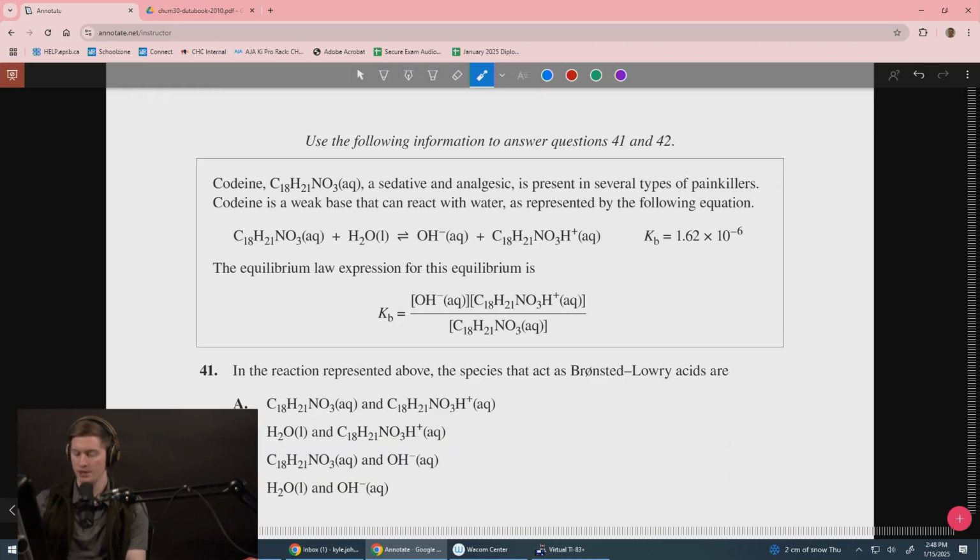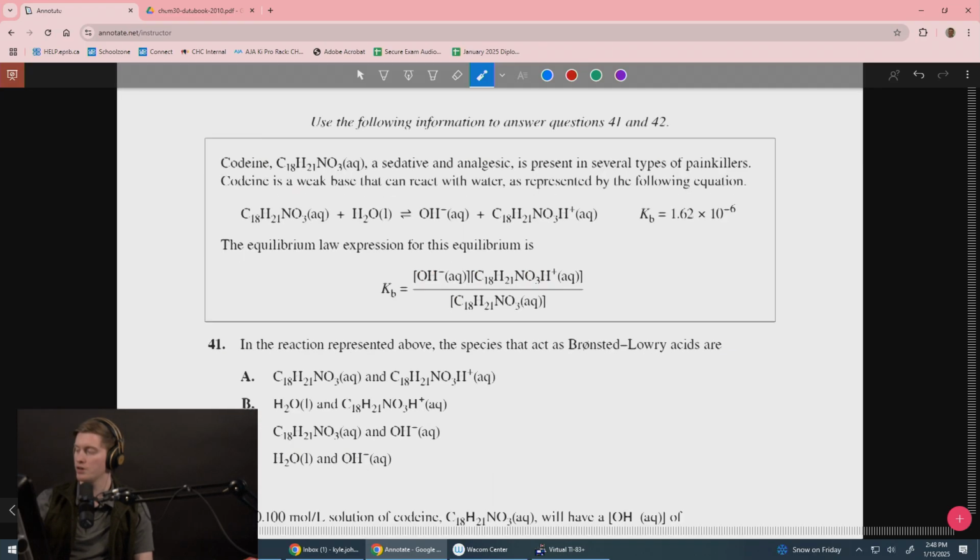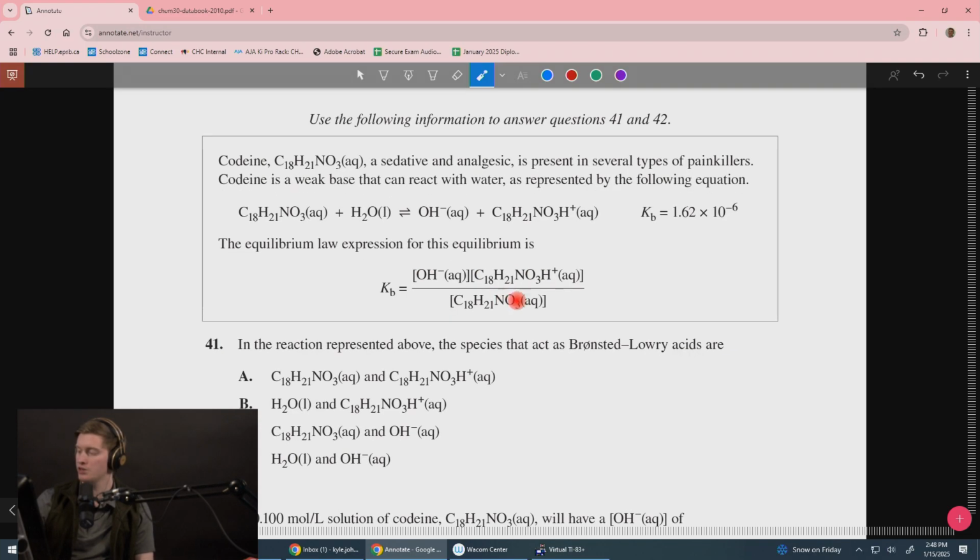Next question. Codeine, a sedative and analgesic, is present in several types of painkillers. Codeine is a weak base that can react with water, as represented by the following equation. Here's our Bronsted-Lowry equation with a Kb of 1.62 times 10 to the negative 6. The equilibrium law expression for this equilibrium reaction is Kb equals the hydroxide concentration times our conjugate acid, all over the concentration of our weak base.